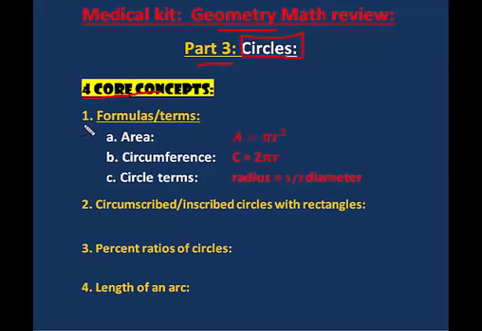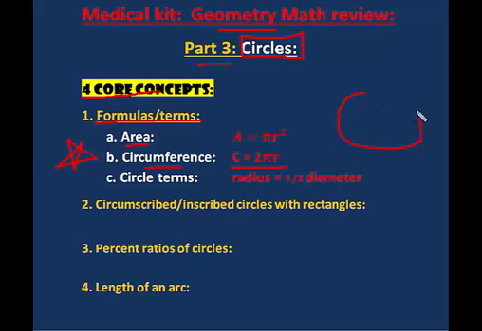Number one, formulas. Kids, you got to know this stuff here. Put a star by this. Make sure that you understand this 100%. It's on your math review note card, 3x5 note card with all the important stuff for math. You're going to need to know the area. Area is A equals pi r squared, and circumference is C equals 2 pi r.